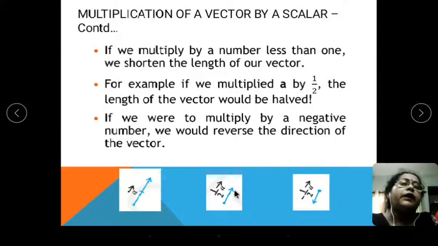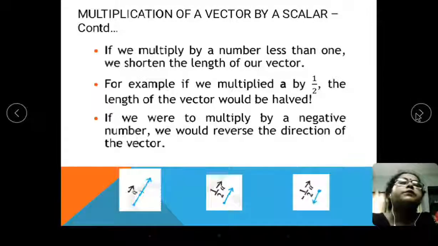Another thing, if we multiply with a negative number, what will happen? Say we multiply by minus half A. We remember that negative vectors are nothing but opposite vectors. So now minus half A is a vector collinear but directed in the opposite direction. So this is what happens when we multiply a vector by a scalar.